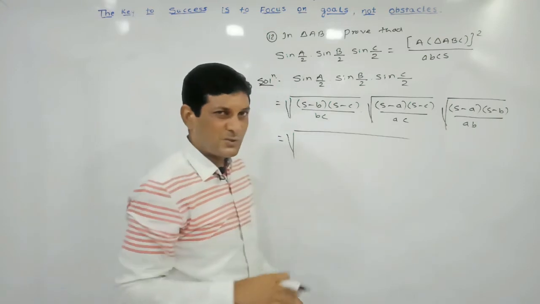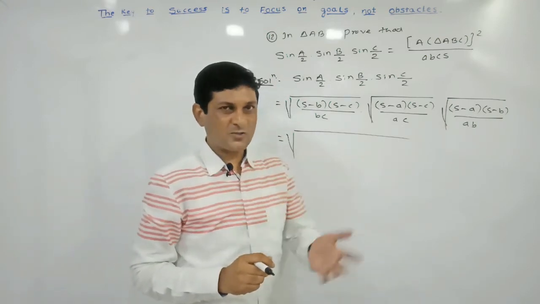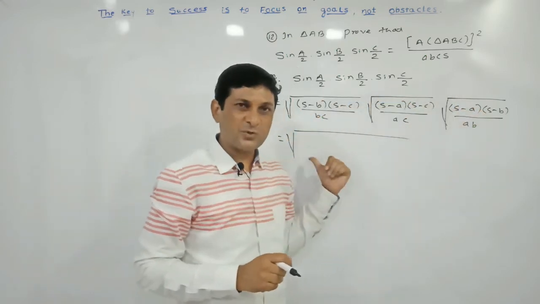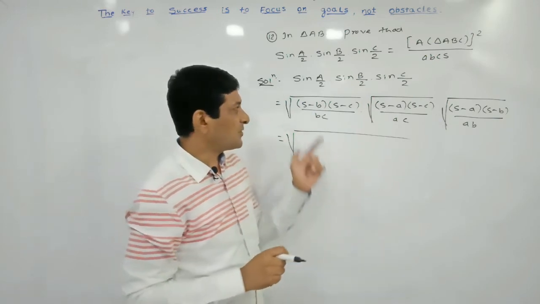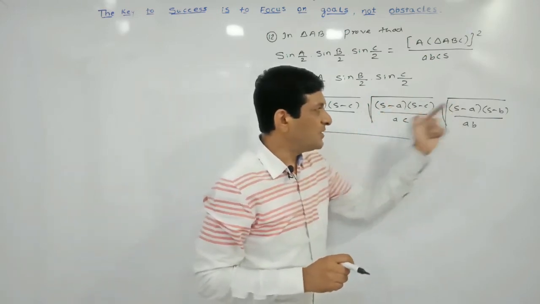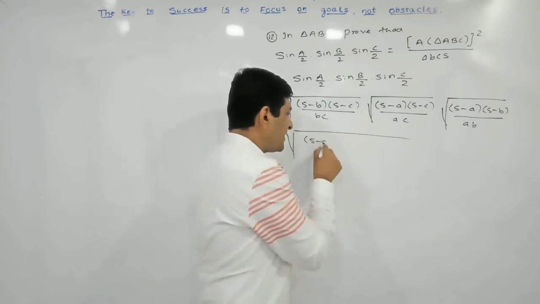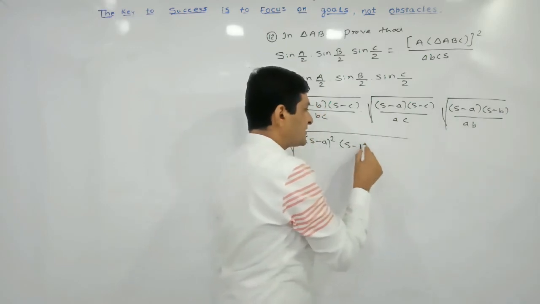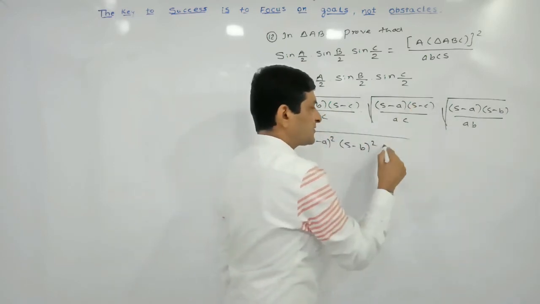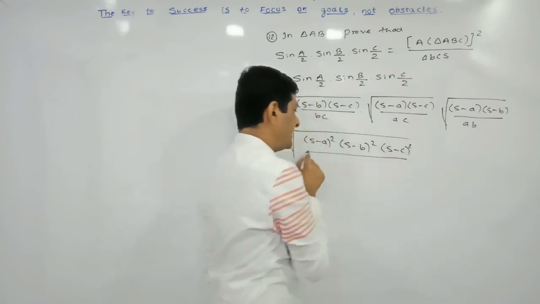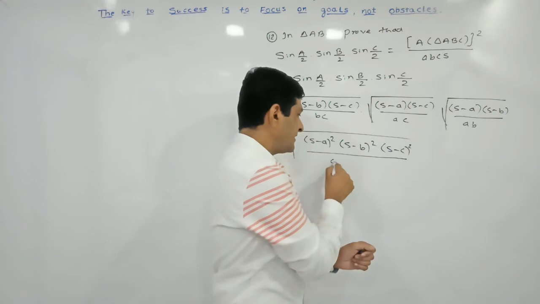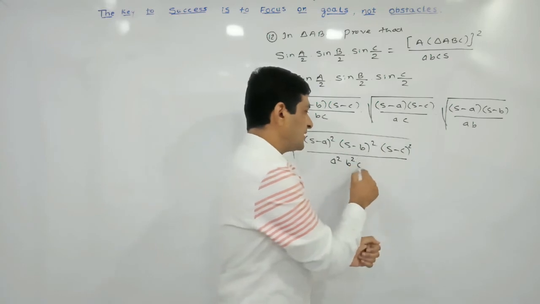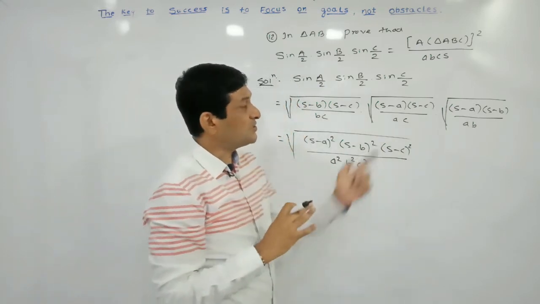So here we can observe that we already know some laws of indices or laws of surds. We know that root a into root b into root c can be written as root of abc. So check what we are getting in the numerator. (s - a) into (s - a) will be the square of (s - a). Again, (s - b) into (s - b) will be the square of (s - b), and even (s - c) into (s - c) will be the square of (s - c). In the denominator, a into a is a square, then b into b will be b square, and lastly c into c will be c square.